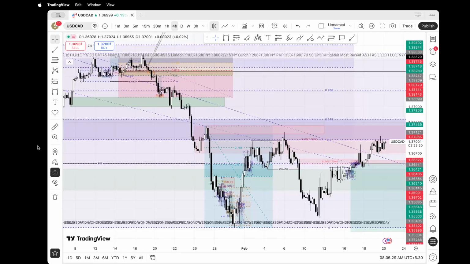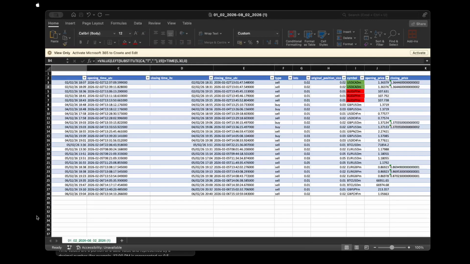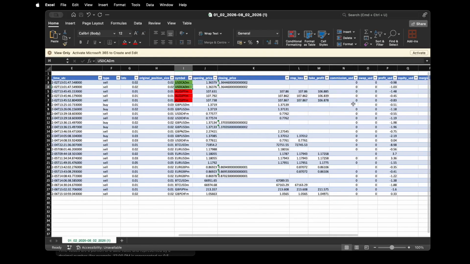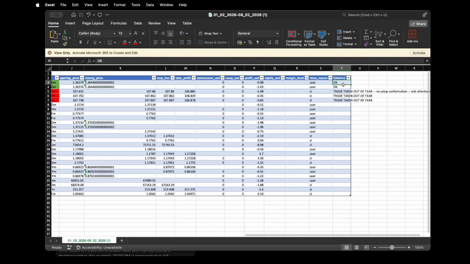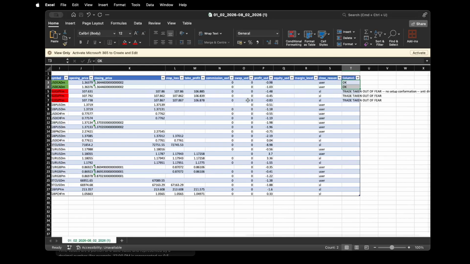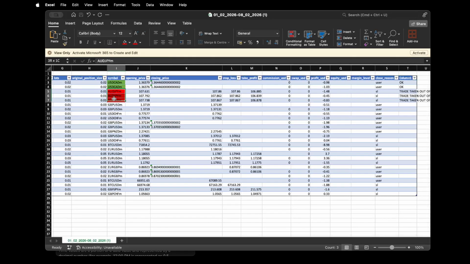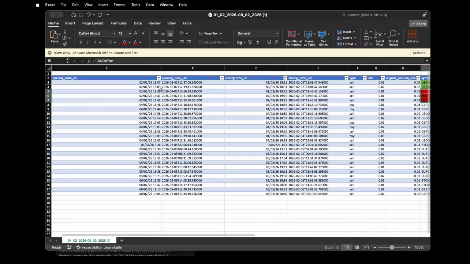So let's jump back to the Excel, and I mark this as green because for me the logic was correct. There was nothing wrong as such. So okay, such losses are okay. We cannot just skip such losses. Some losses are meant to happen. But then I took the AUD JPY, second trade. It was the second on 2nd of Feb.